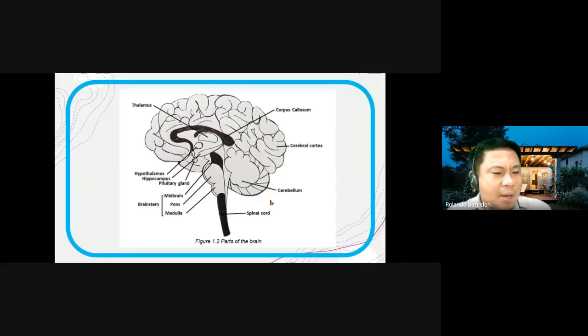Now the forebrain, the center part. Ito yung forebrain. Then we have here the midbrain, sa bandang gitna. Then bandang likod, we call this the hindbrain. We have here the parts of the brain. We have cerebellum, cerebral cortex, corpus callosum, thalamus, hypothalamus, then hippocampus, pituitary gland, midbrain, pons, medulla.